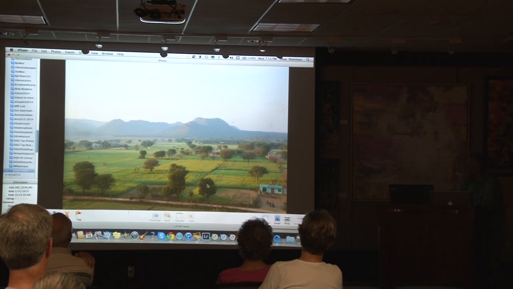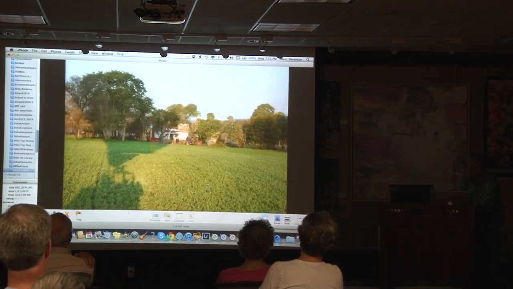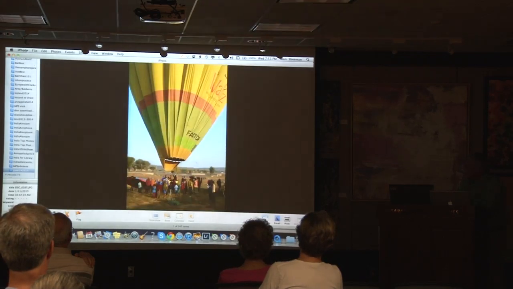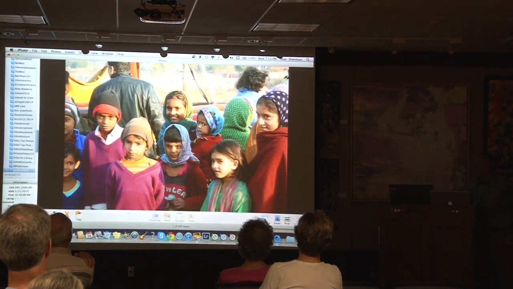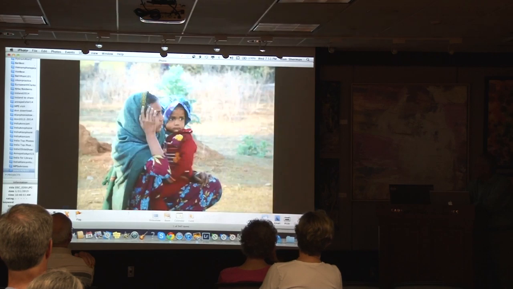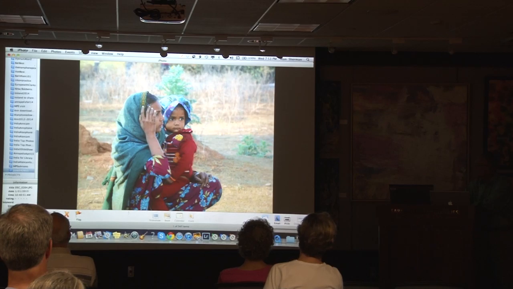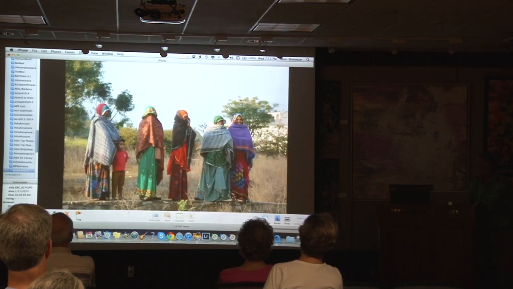And we flew over some agricultural land, and eventually landed in a small village, and of course everybody came out to see what was going on. And you know, this is some unannounced visit, and just look at the colors the people are wearing.